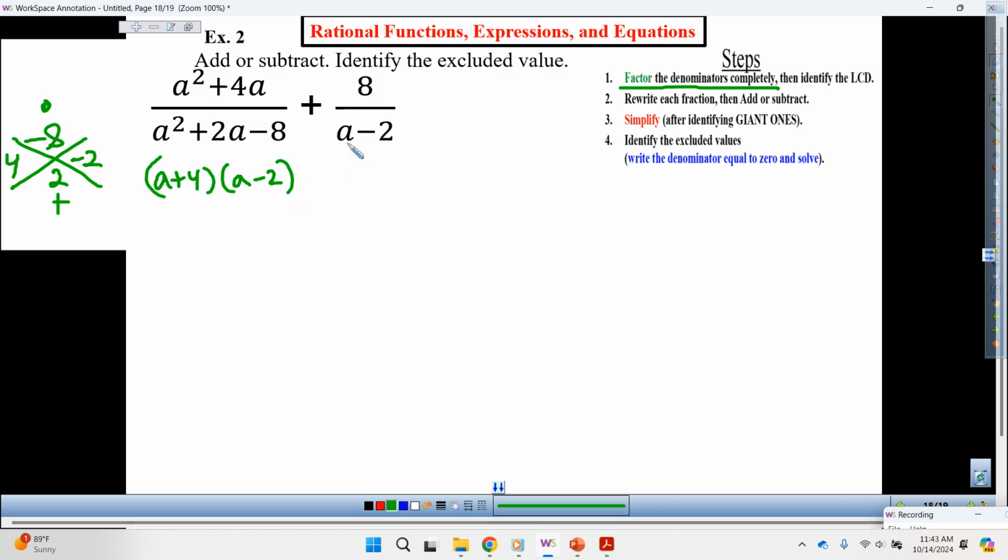Look at this denominator. Can we factor this anymore? No, so we just write it in parentheses. Okay. So question, does this denominator look like this? Almost. This one needs something from over here, doesn't it? What does it need? A plus 4, top and bottom. A plus 4.